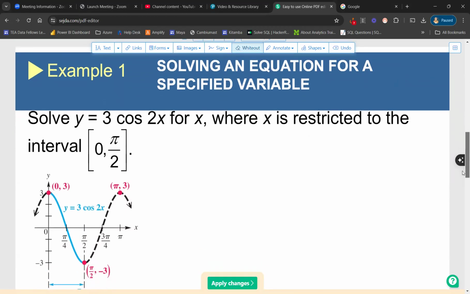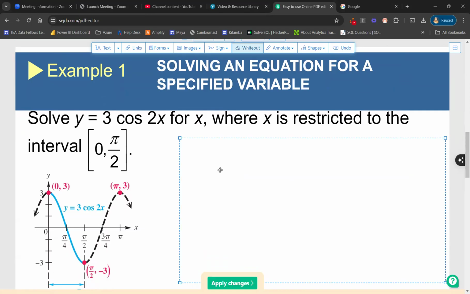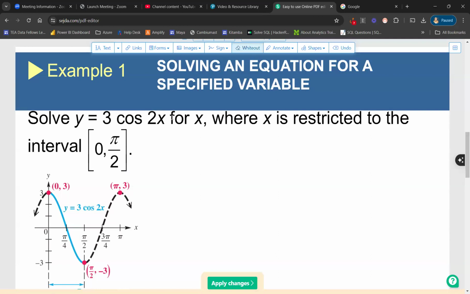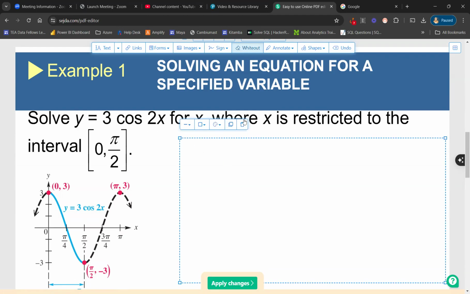The first example is we have y equals 3 cosine of 2x, where x is restricted to the interval 0 to pi over 2. I want you to understand here that this question has no values given, and we're going to solve for x. So by using some relationships, y equals 3 cosine of 2x, we're going to find the relationships.